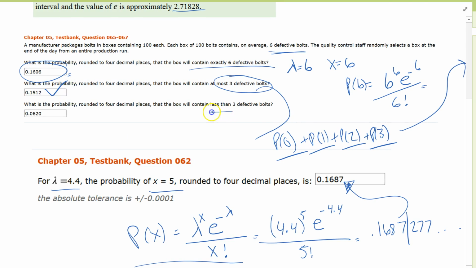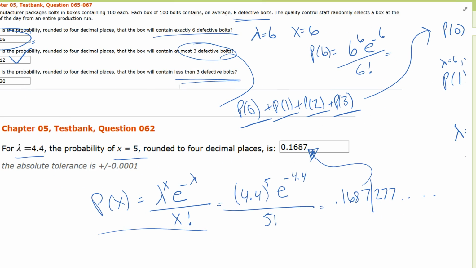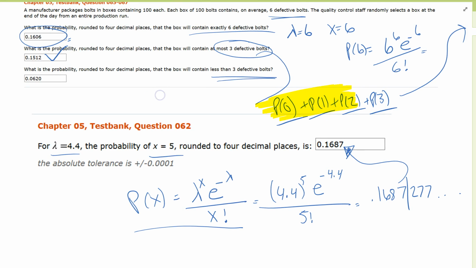What's the probability that it's less than 3? Well, you've already actually done all the work, and it would just be the probability of 0 plus the probability of 1 plus the probability of 2. So you've already done all the work there. You just add up the first 3 numbers instead of the first 4.